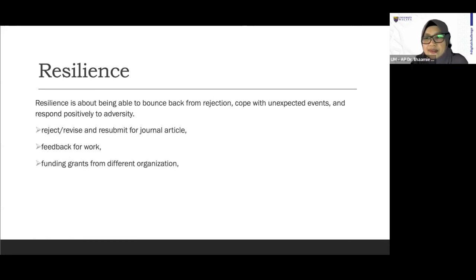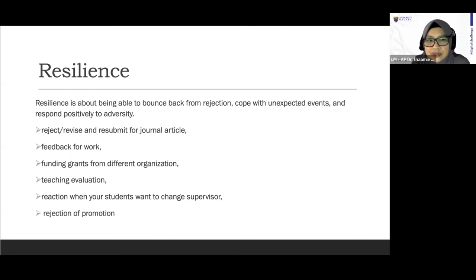The next R is resilience. This R is very important. It's about being able to bounce back from rejection, cope with unexpected events, and respond positively to adversity. Why? Because as a young academic lecturer, you are bound to face rejections, especially in submitting and publishing journal articles. So if you are asked to revise, I advise you that you need to revise, don't just sulk and think negatively, you have to take it positively.